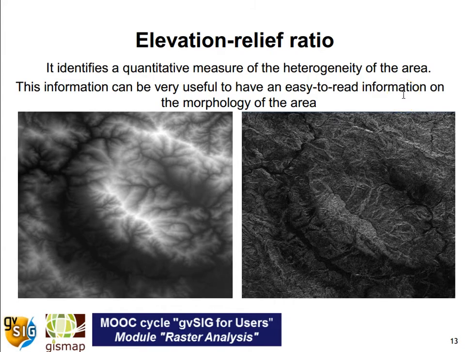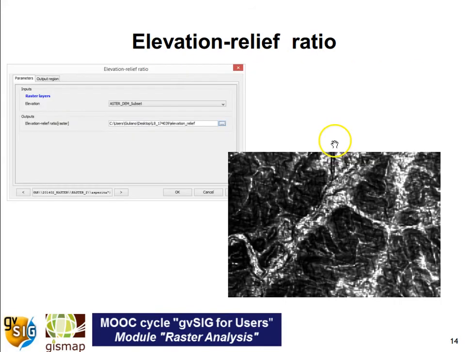You have the elevation relief ratio that identifies a quantity measure of the heterogeneity of the area, and for example, it can be very useful to have easy to read information of the morphology of the area. So you see here you have the DEM, and here you have the elevation relief ratio. As I told before, it's very easy in this case. Just set them and define where you want to have your output.